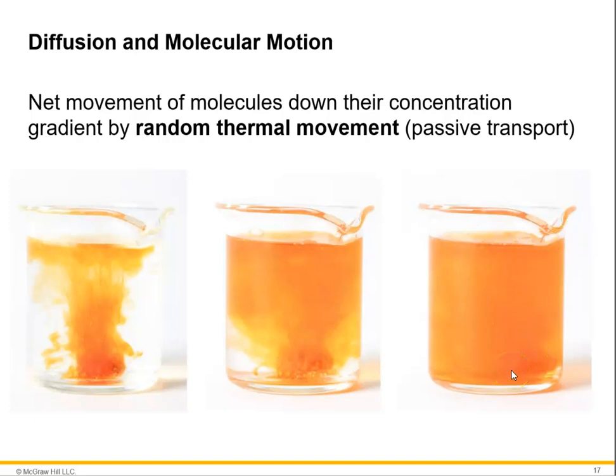throughout the solution. And the reason for this is random thermal movement. This is also called Brownian motion. And all that means is that these molecules are just moving randomly, and they will continue moving randomly. And that random motion causes them to spread out uniformly, okay?